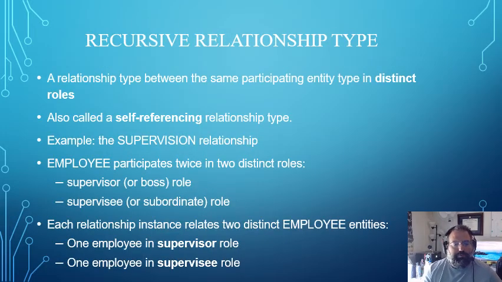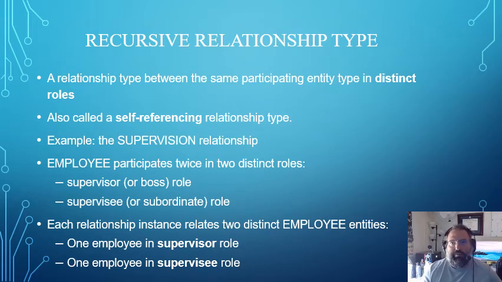A relationship between the same participating entity type in distinct roles is a recursive relationship type. This is also called a self-referencing relationship type. This is the situation where an employee manages another employee. So employee participates twice in two distinct roles, supervisor or boss, and so on. This is a relatively simple variation of the theme.